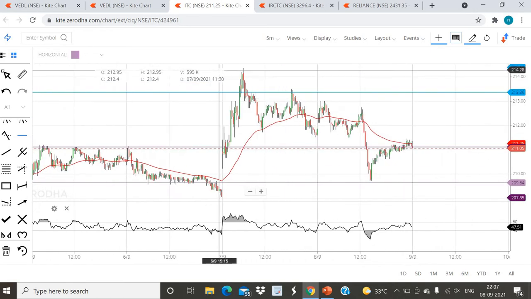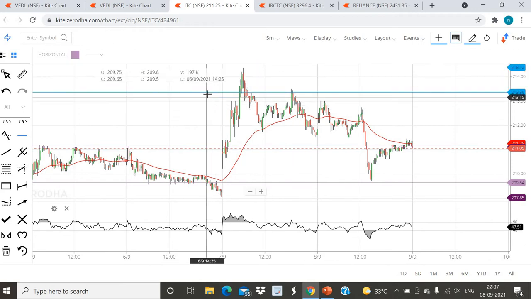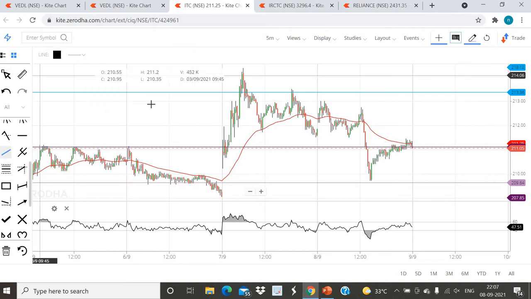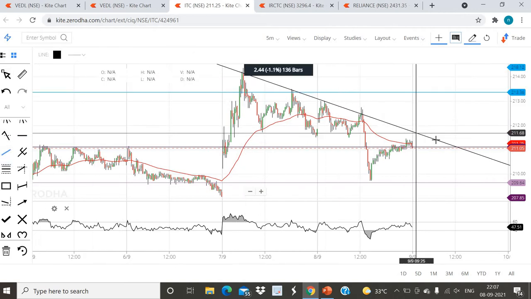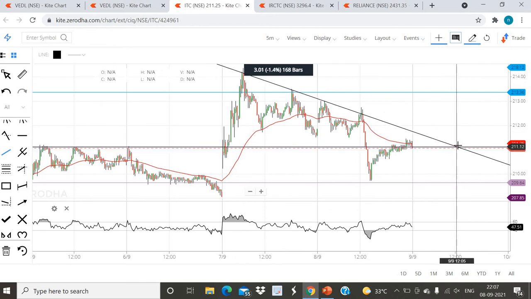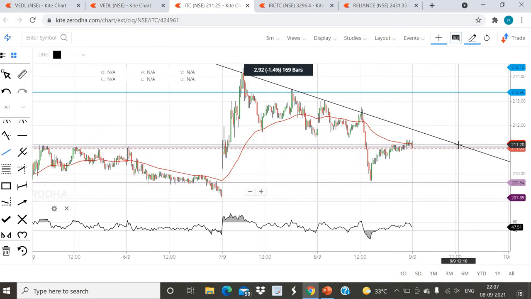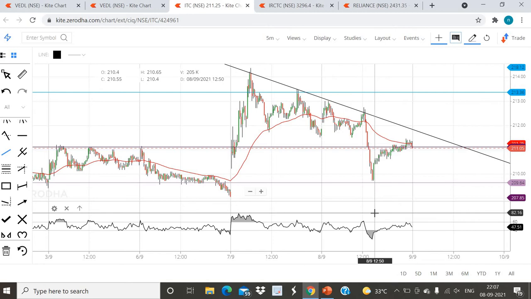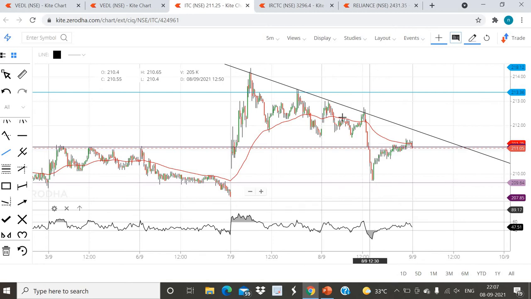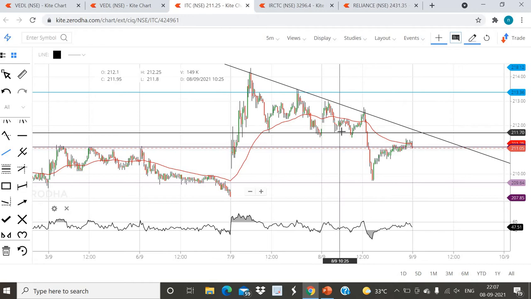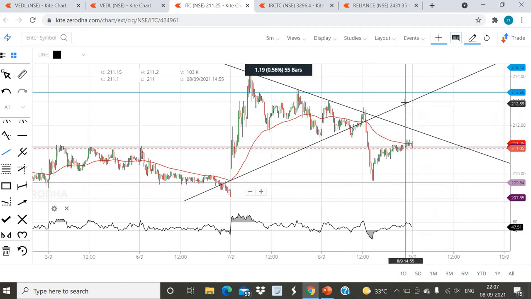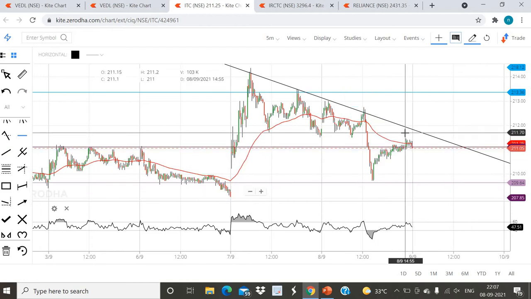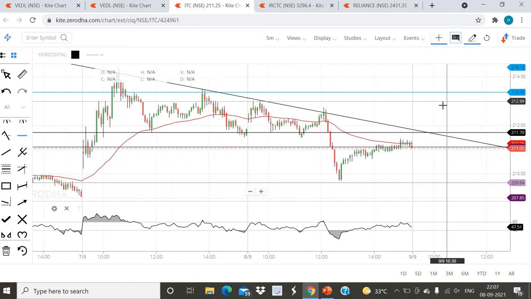Let me check any patterns or trend lines. Let me see if I could draw any trend line here. You can see some rejections over here. So these were the levels that we are going to check. Here also it's a support, there is a support here. So these were the levels that we are going to check.